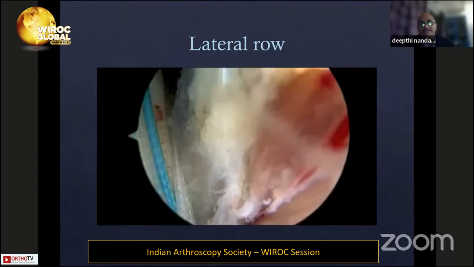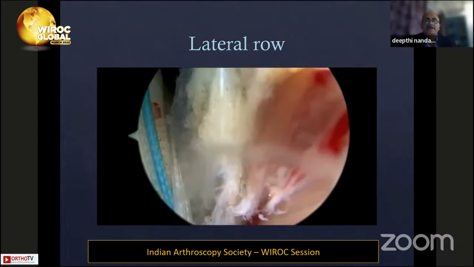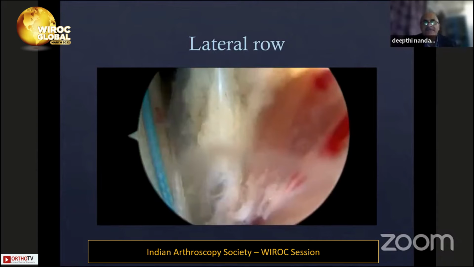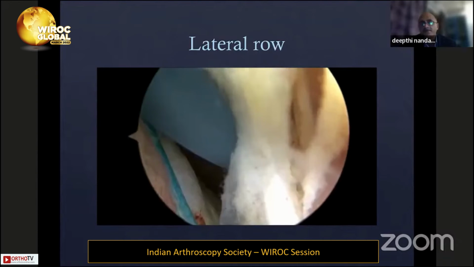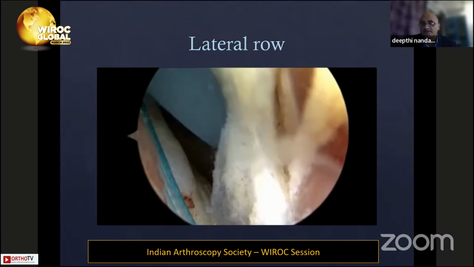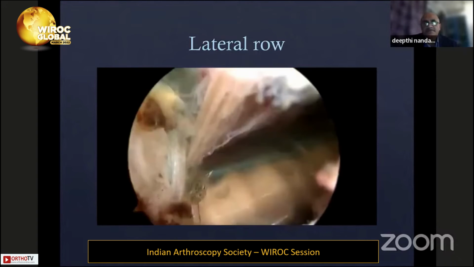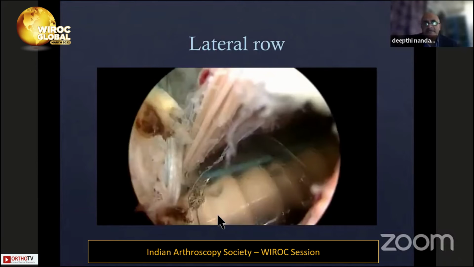So you're basically plastering the rotator cuff down onto the footprint. This will give you what we call a transosseous equivalent type of repair, where the whole of the rotator cuff is plastered onto the footprint. And that's the anchor being placed in.